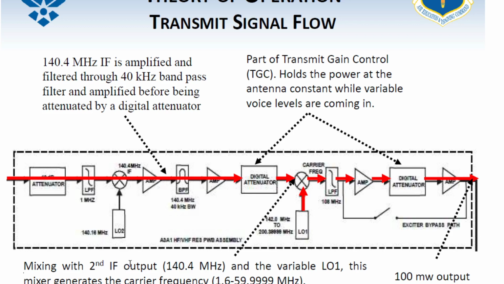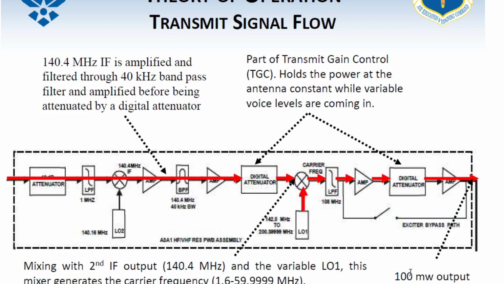When we're mixing the second IF output, which is 140.4 megahertz, and the variable LO, that's a variable local oscillator now, this mixer generates the carrier frequency, 1.6 to 59.999. What do we know about that carrier frequency? What is that the frequency for? For both HF and VHF. Not for HF and VHF, it's the frequency for what? What is this device we're using called? The AN/PRC-150. Yeah, this is the frequency for the AN/PRC-150.